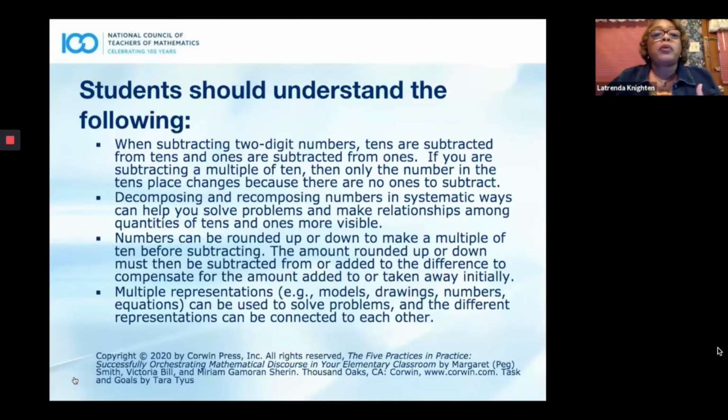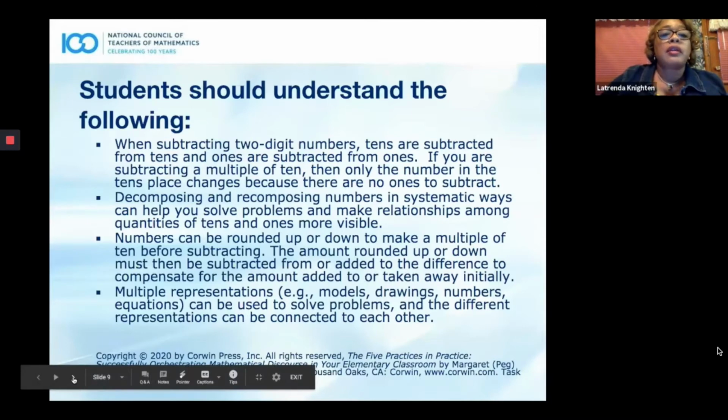I heard some people say some things about knowing things about two-digit numbers. What are some of the things you need to know about adding or subtracting two-digit numbers? What if a student wanted to use compensation? One of her expectations is that students would know that decomposing and recomposing numbers in systematic ways can help you to solve problems. So think about those strategies that students may use so that you're going into this with a lot of information and several expectations that you can use.